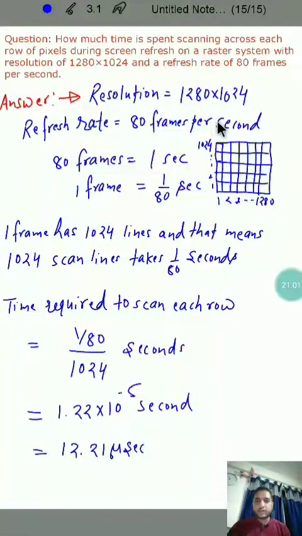So in this question the resolution is given to us as 1280 into 1024, and by now I hope that you know the meaning of this: 1280 pixels are in the horizontal direction. We did the same question yesterday too. That is, if this is the computer screen and it is divided horizontally and vertically into small matrix elements, then 1 2 3 4 and so on, 1280 pixels are there in the horizontal direction. And if we talk about the vertical direction, then 1 2 3 4 and so on, 1024 are vertical pixels.